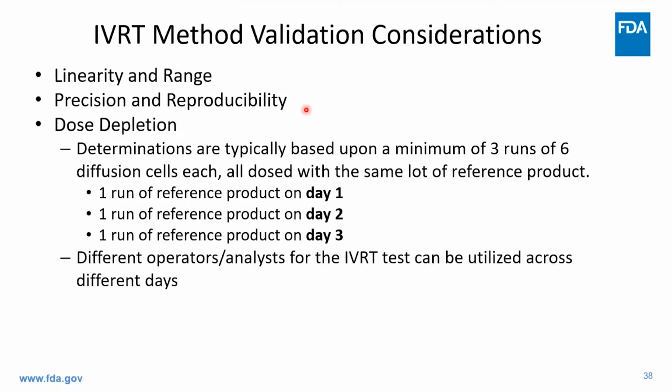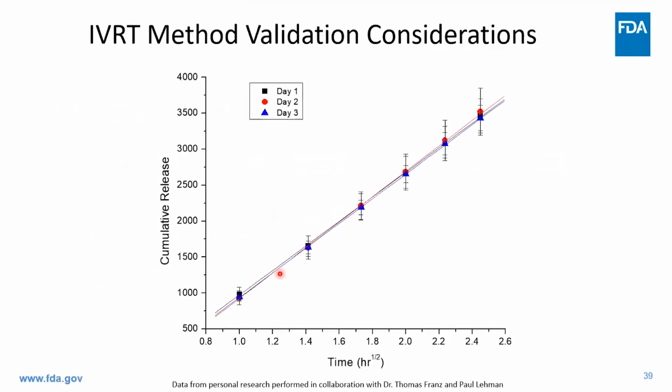In terms of the performance of the IVRT method, the linearity and range, the precision and the reproducibility, and the dose depletion, all of these can come out of your runs that are typically done, 3 runs that I showed you before, with 6 diffusion cells each dosed with the same lot of reference product. So this is 1 run of the reference spot, that's 6 diffusion cells on day 1, on day 2, and on day 3. You can include different operators, analysts for the IVRT if you want to evaluate some other elements of this. So for example, here's what the data would look like. Day 1, day 2, day 3. There's a lot of information that you can pull out of this.